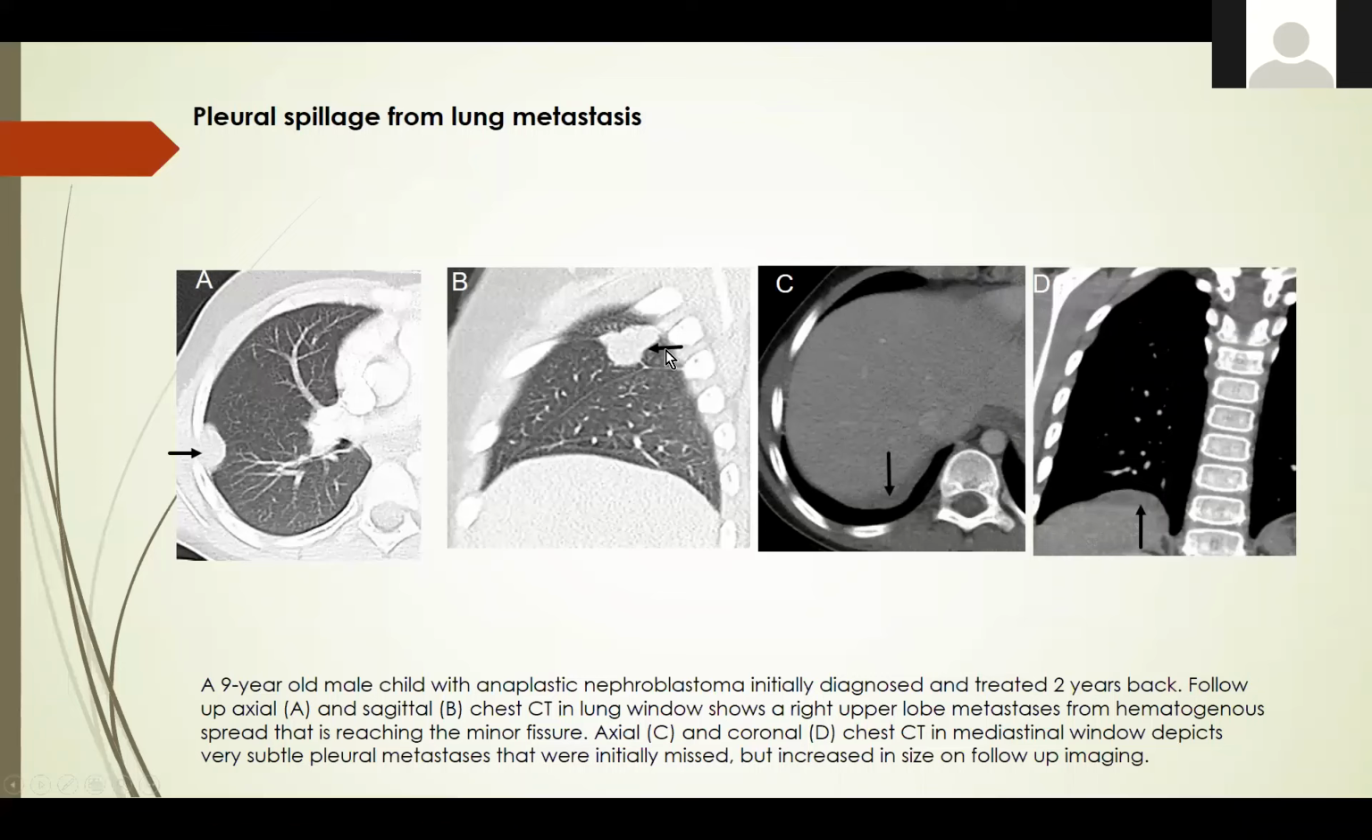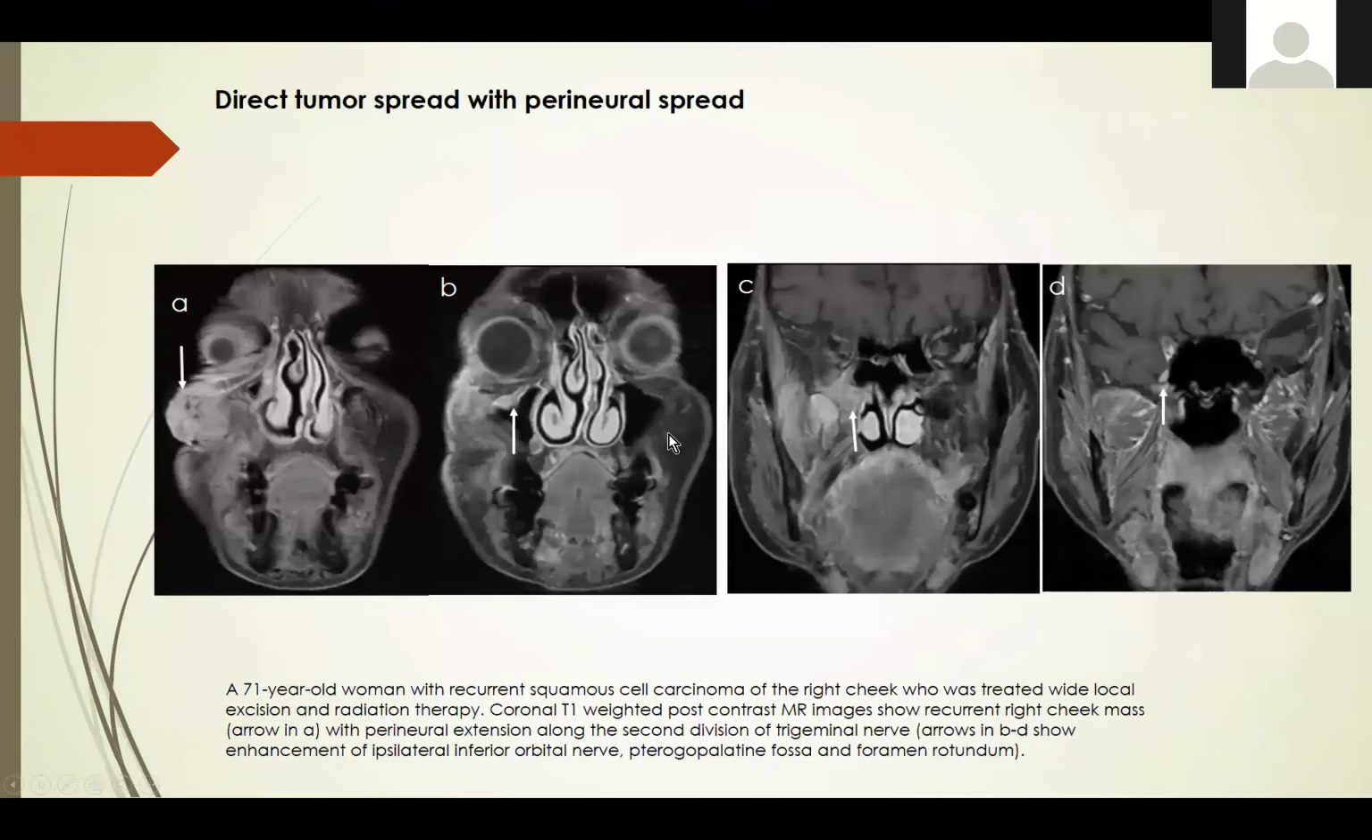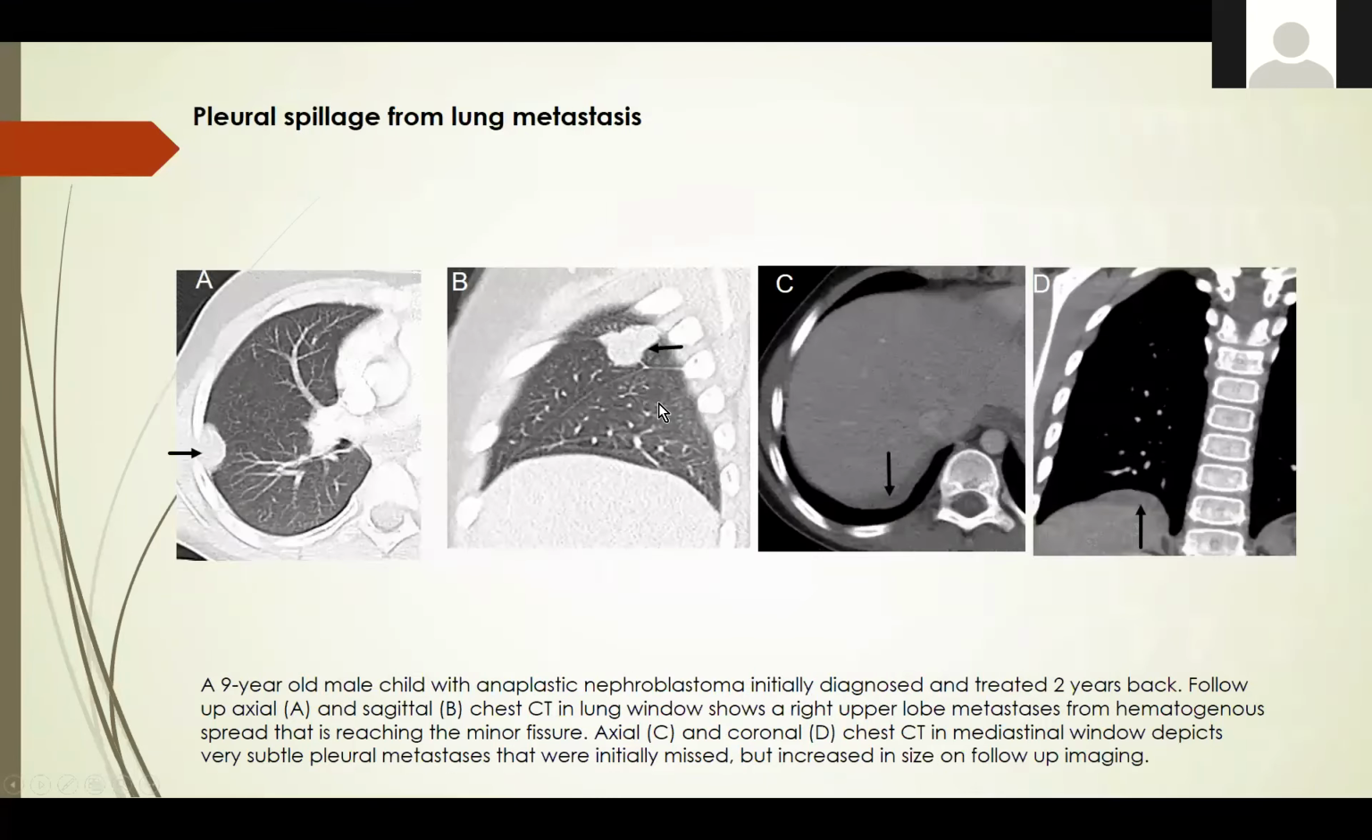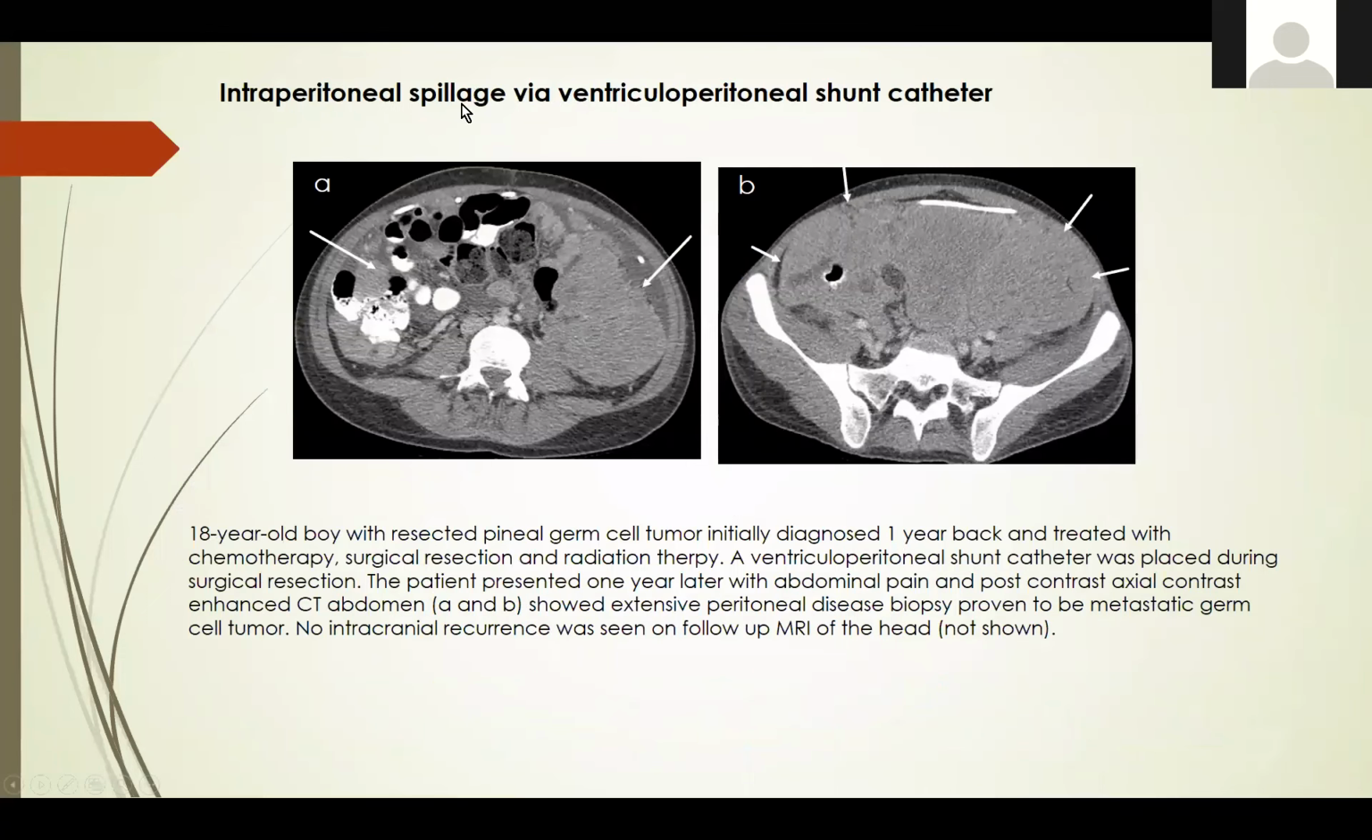Something to keep in mind: when the tumor reaches the linings, it has the potential to involve the pleural or peritoneal linings, particularly the pleural. I've seen some cases where once it reaches the pleura, it can spread down and cause drop metastasis. This is another patient with intraperitoneal spillage, but this patient has a ventricular peritoneal shunt catheter.